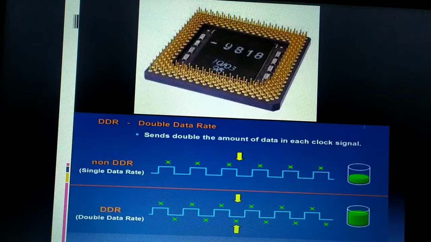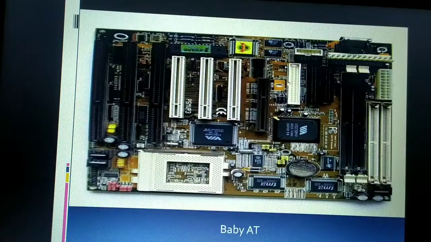And this baby AT motherboard is having the 12 pin power connector as well as the 20 pin power connector, and other ports also it is having.